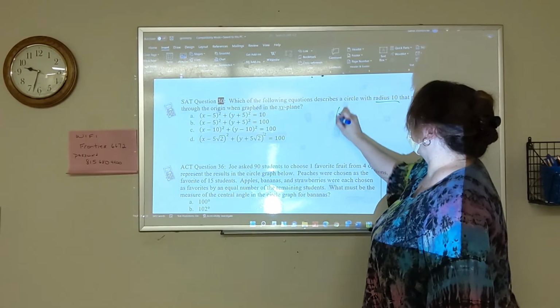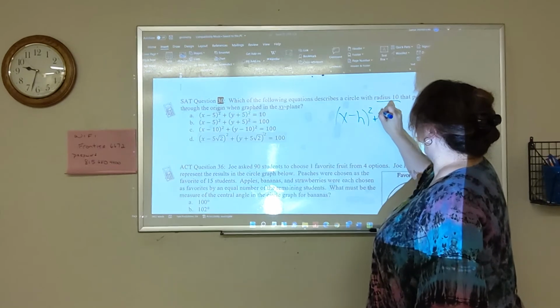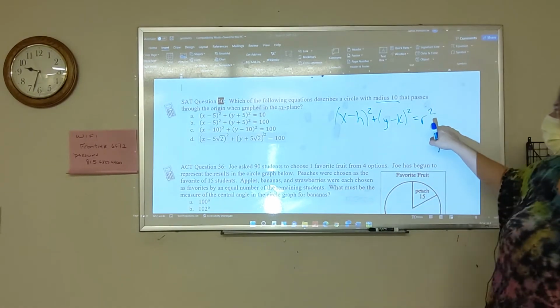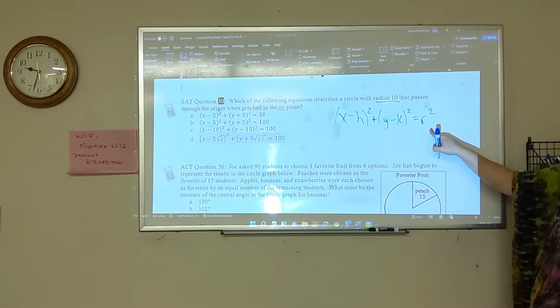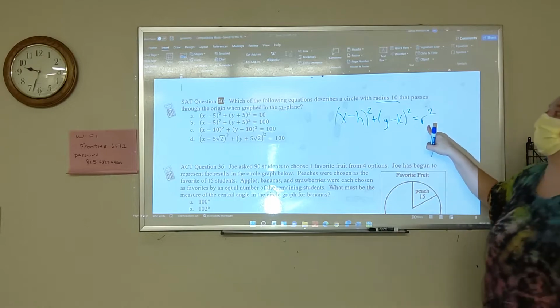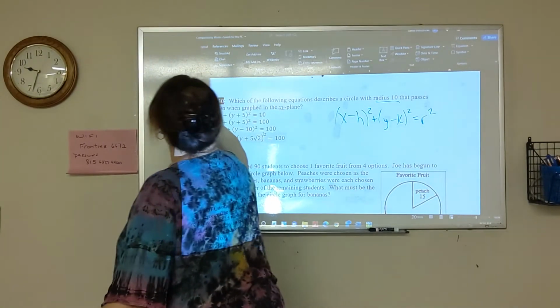Okay, so x minus h squared plus y minus k squared equals r squared, right? Your radius is squared on this side. So if your radius is 10, then your right side should be r squared, which would be 10 squared, which would be 100. So the right side should be 100. So that's going to rule out A.